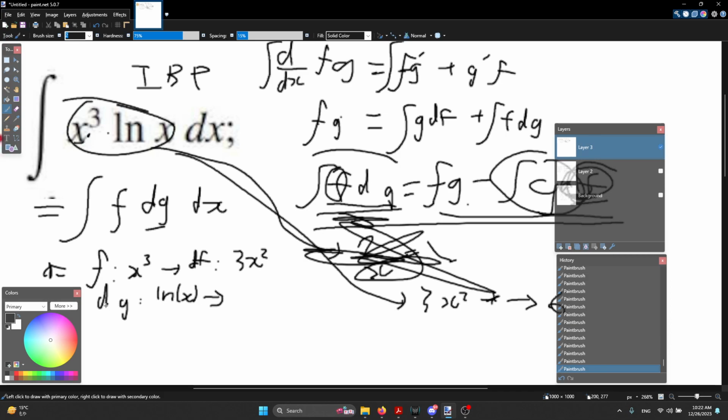Natural log of x, so we have to integrate this to find g, right? Because this is the derivative of g with respect to x. So we integrate it with respect to x, and then we have, oh, to find this you actually have to use integration by parts, but that's too long for this video. So we just know that it's x natural log of x minus 1. Let me check again.